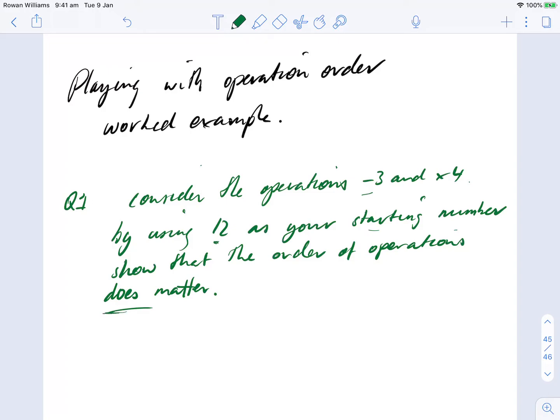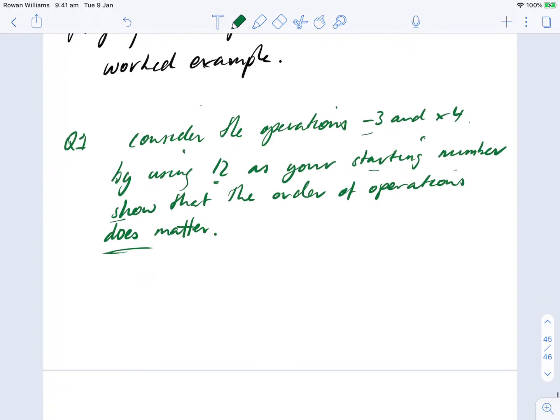And you can see in this question that the order of operations does matter. I've got a minus and I've got a times. They're not in the same family. Times and divide go together, so it doesn't matter which order you do them in. Plus and minus go together, so it doesn't matter what order you do them in. But once you've got a minus or a plus with a times or a divide, then you're going to end up with different answers depending on which way you do it. So you just need to show, that's what they're asking you to do here, that the order does matter. So you've got to do it one way, and then you've got to do it the other.